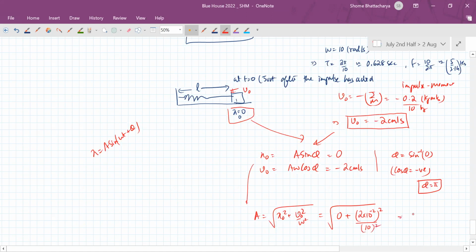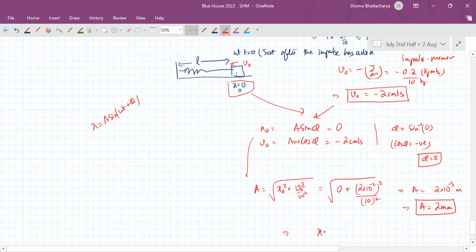So how much is this making the amplitude? The amplitude is 2 into 10 raised power minus 3 in meters. That means the amplitude is 2 millimeters. So the phase constant is pi and the amplitude is 2 millimeters. So the equation of SHM is 2 sine (10t plus pi), which you can also write as minus 2 sine 10t, because sine of theta plus pi is minus sine theta.